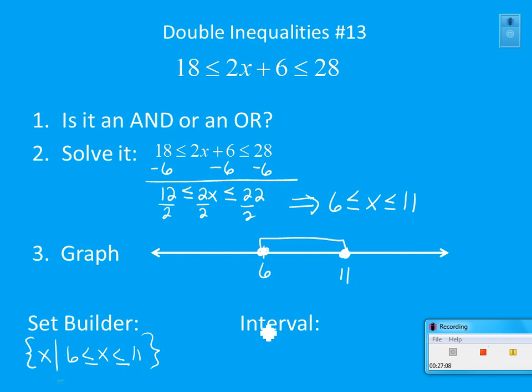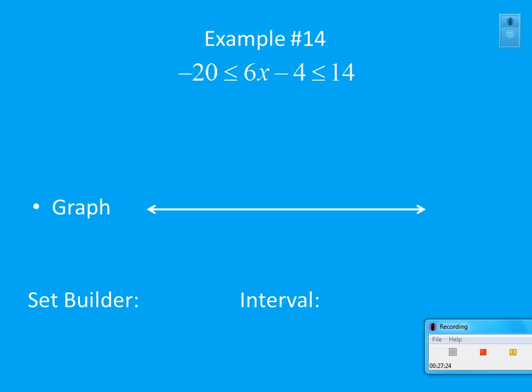In interval notation, I got [6, 11] with brackets. So there's your number 13. Let's look at your number 14. I am going to skip number 15 just so I can tie it all together.